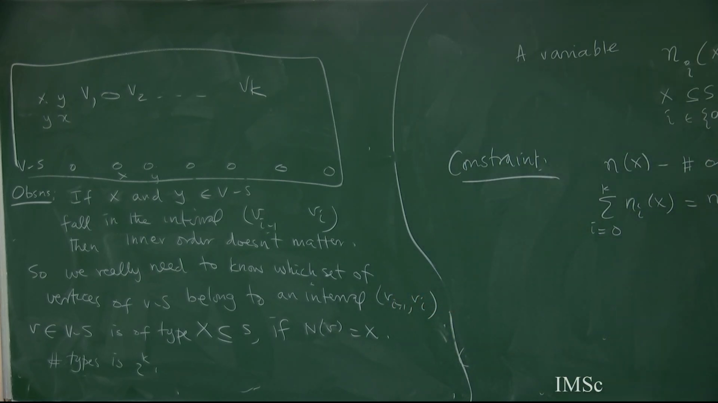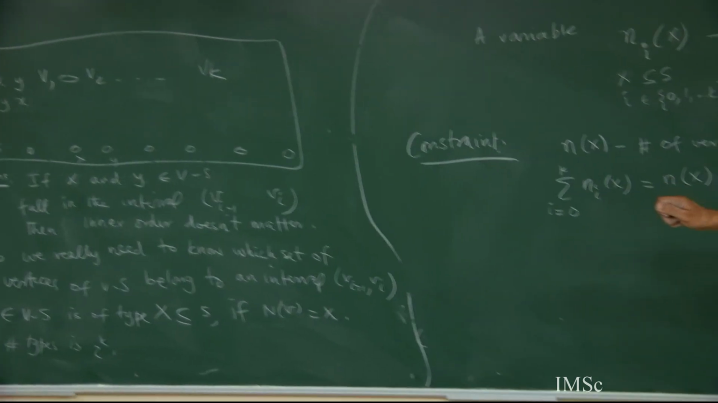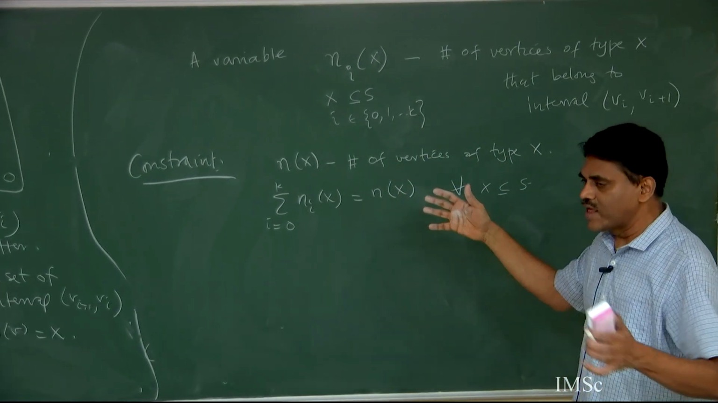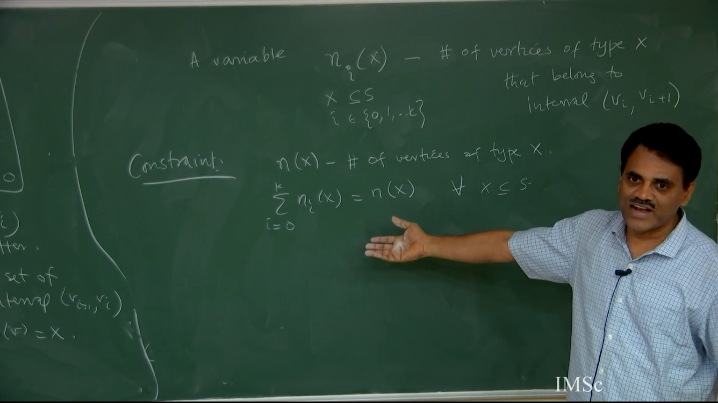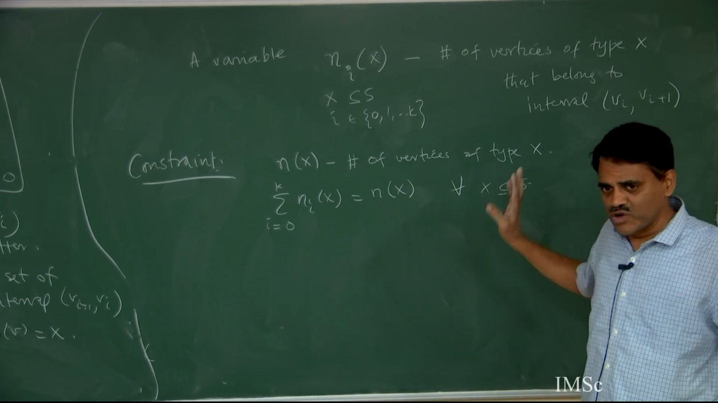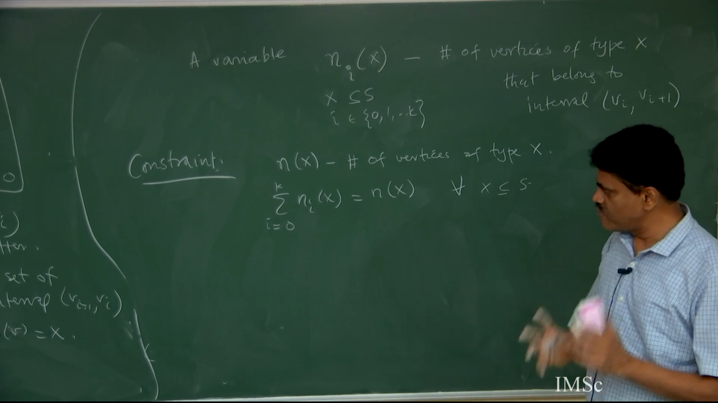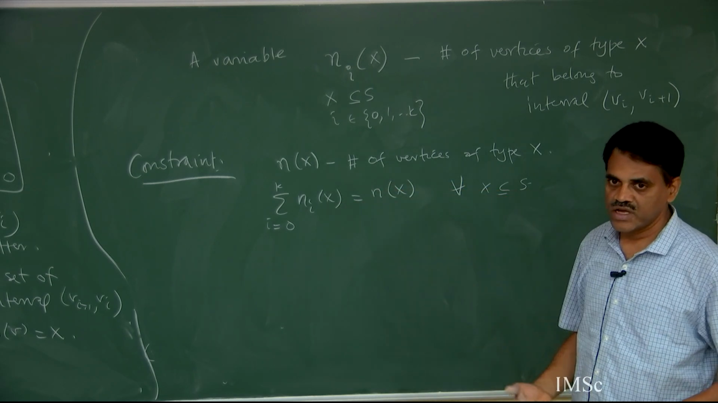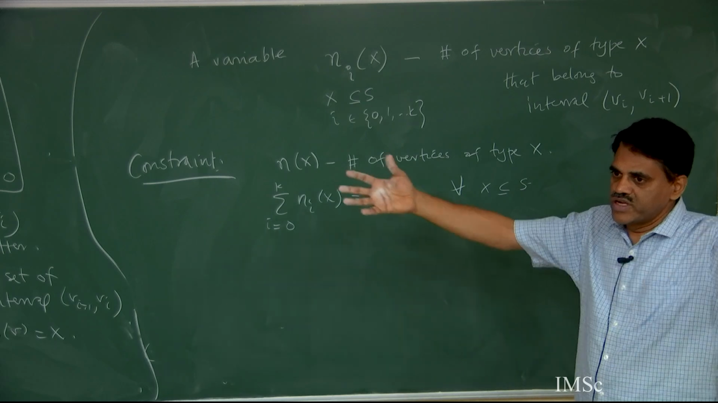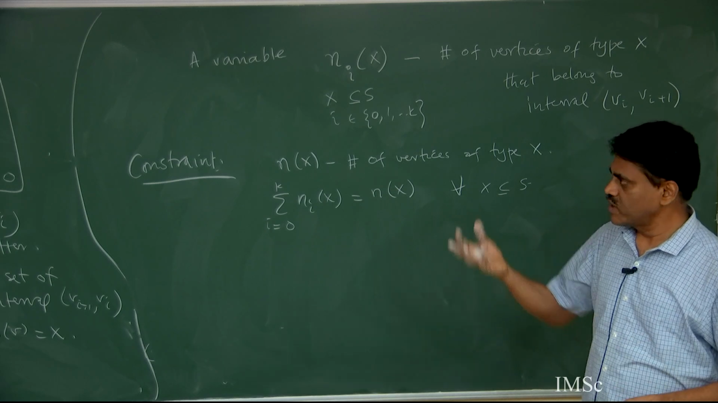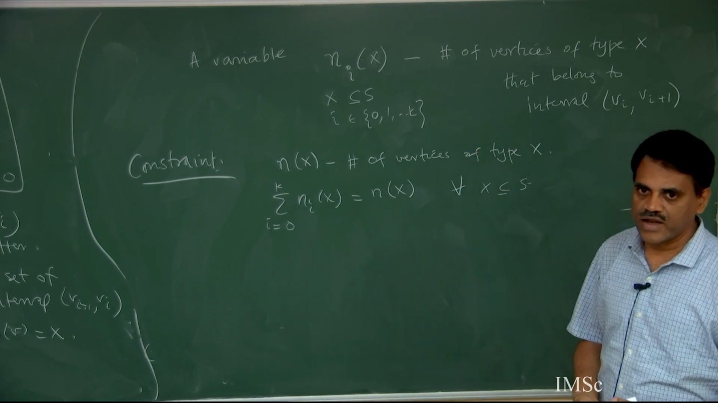This is essentially the only constraint, because you are saying, of this type, 3 belong to the first interval, 7 belong to the second interval, 23 belong to the third interval. Let their sum be the total number of vertices of that type. That's all. Don't go beyond that. You just have to distribute them. That's the only constraint. For every type of vertex, we can compute this n(x). Just make sure that they are distributed in these k intervals. That's it. So now let's compute our imbalance and write the minimization question.